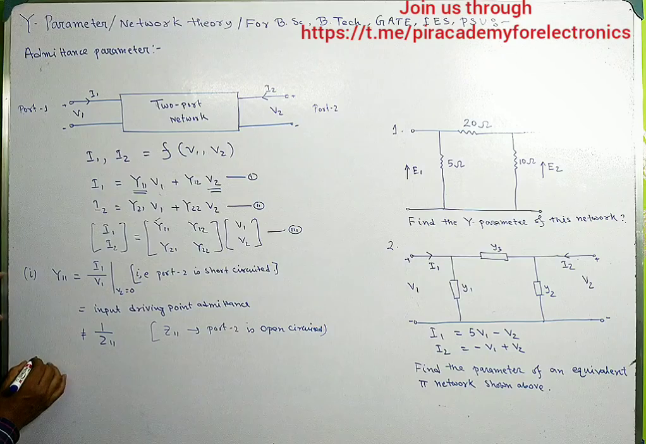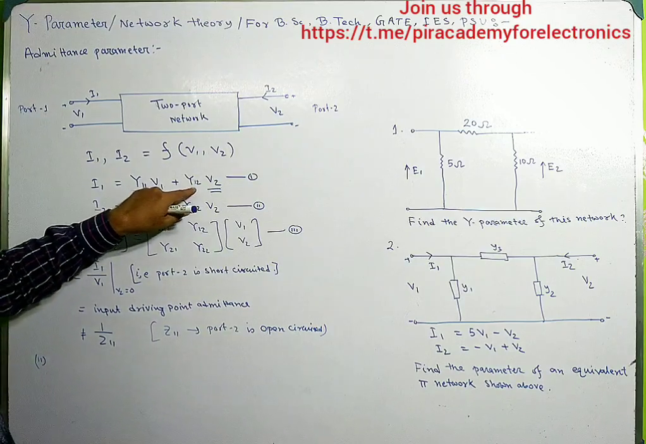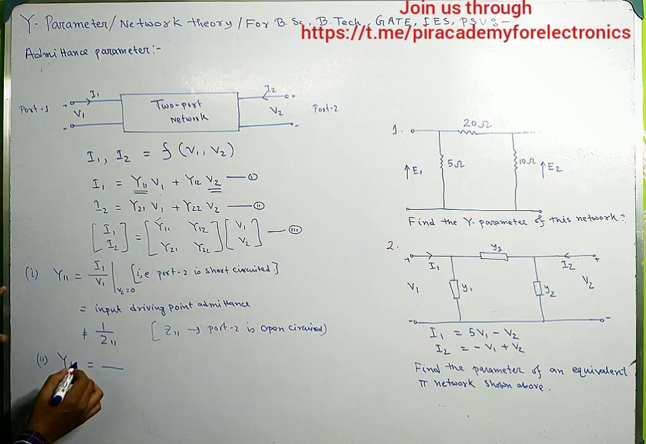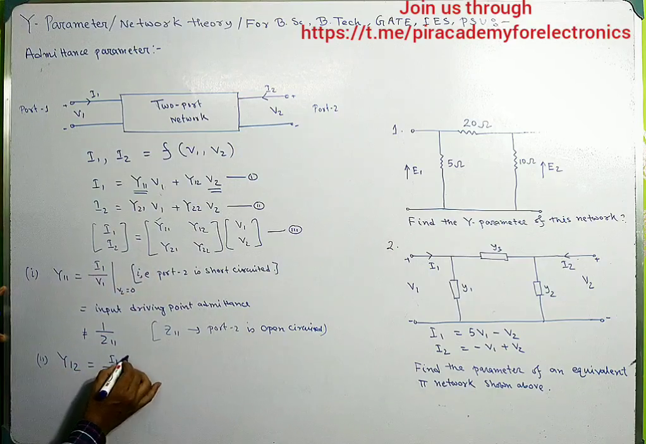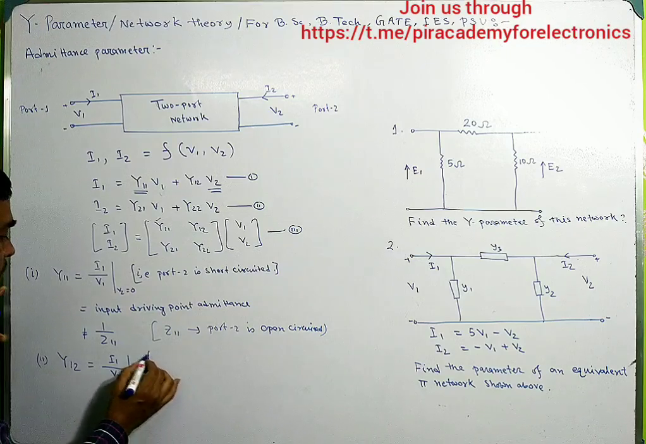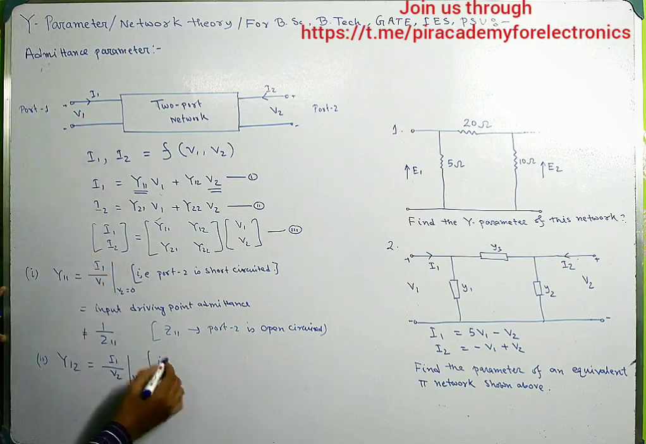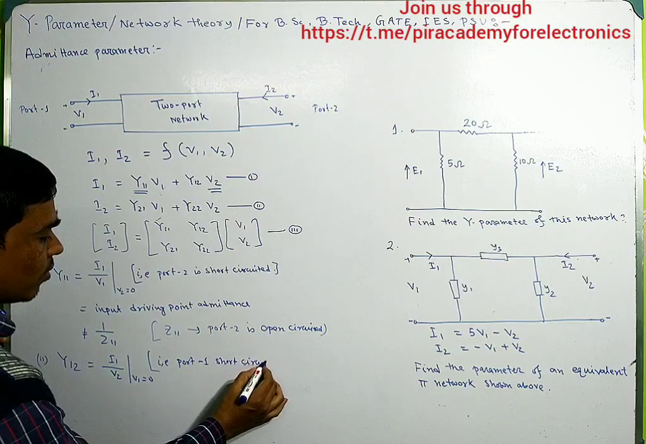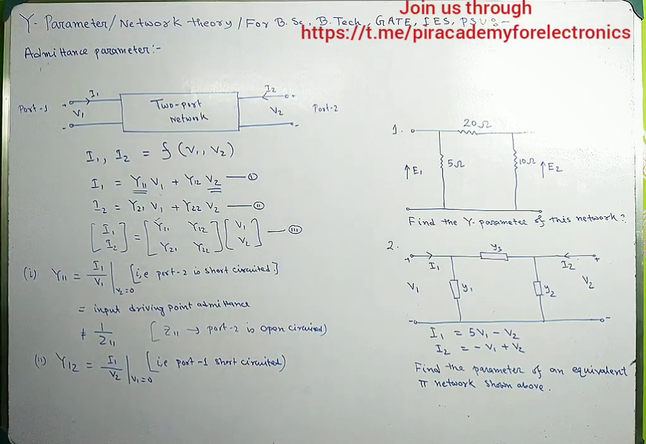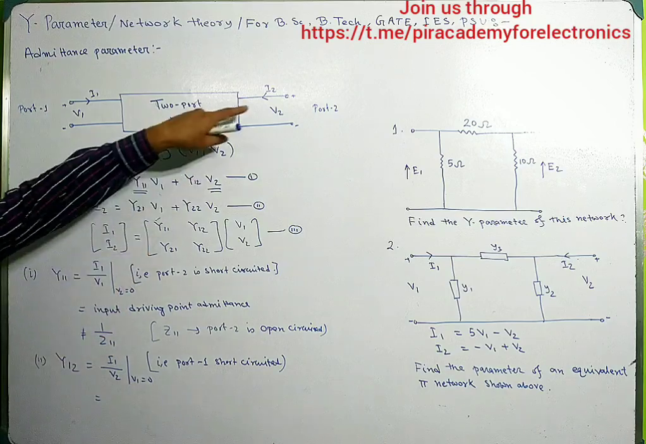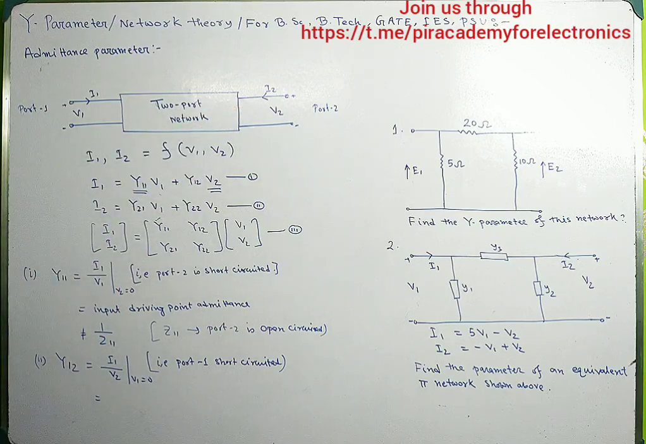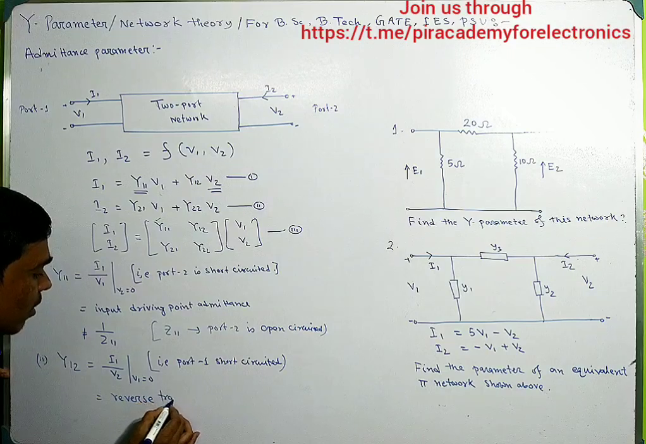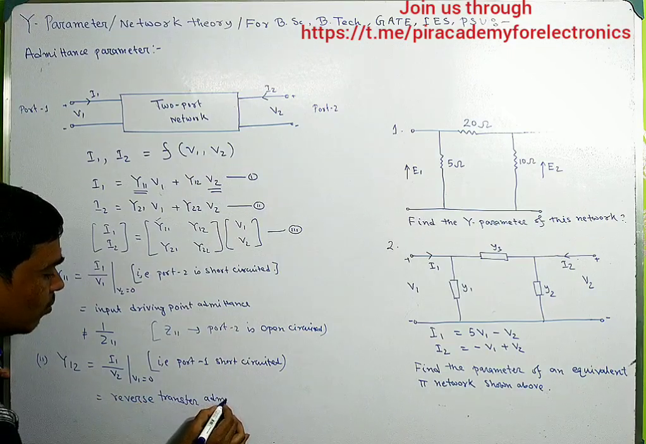Okay, now number 2, you have to define the Y parameter Y12. Y12 is given by I1 divided by V2 when V1 is 0. When V1 is 0, that means port 1 is short circuited. This is I1 by V2, and it is called reverse transfer admittance.